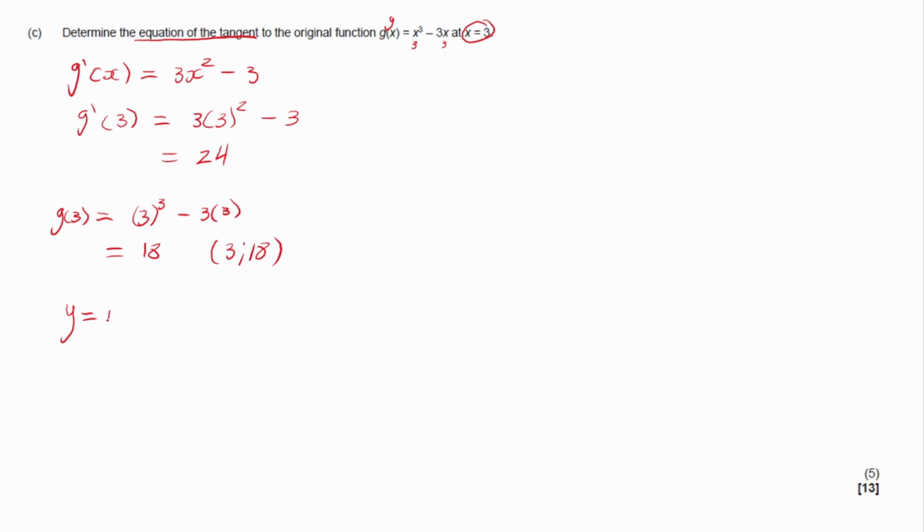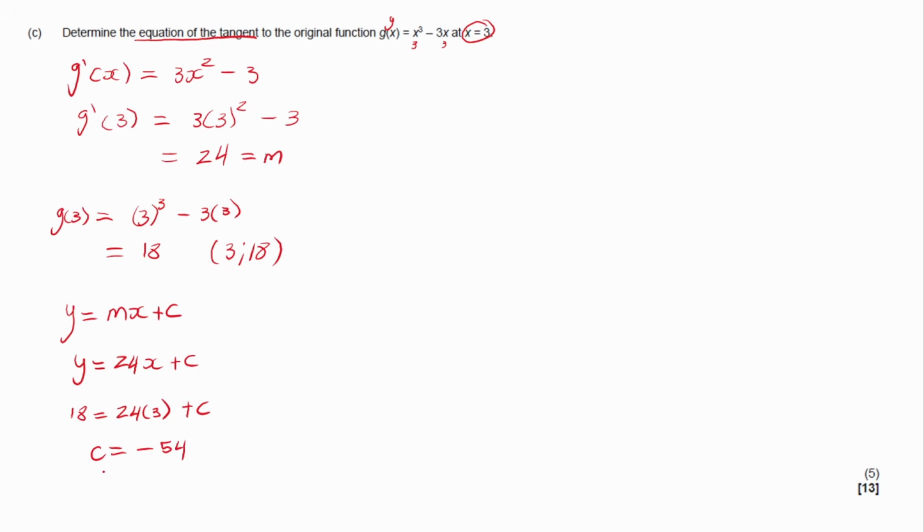So the equation of our tangent is given by this. We know m, this is m. So we have y is equal to 24x plus c. Now to find c, we do the step 2 where we substitute in this point. We get 18 is equal to 24 times 3 plus c. And when I evaluate that, I get c is equal to negative 54.